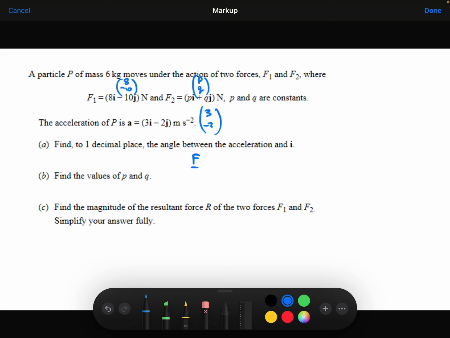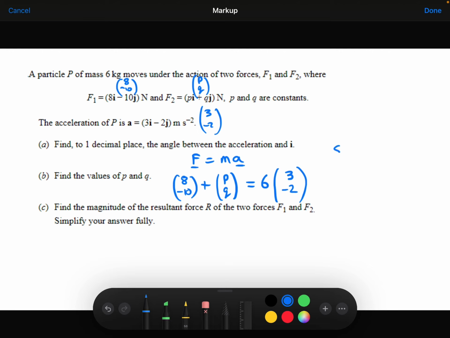According to Newton's second law, the force is equal to the mass times the acceleration. So the resultant force in this case is the 8i minus 10j plus the Pi plus Qj. That's our resultant force, and that's going to be equal to the mass, which we know is 6, times the acceleration, which is 3, minus 2.